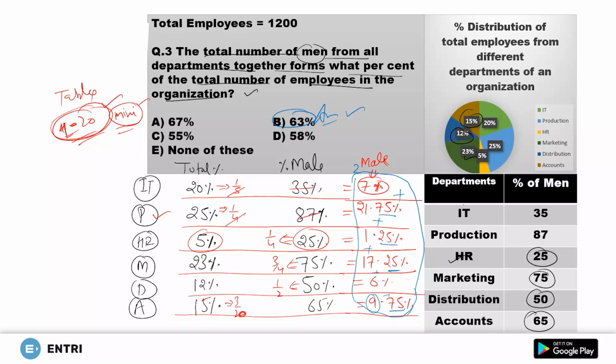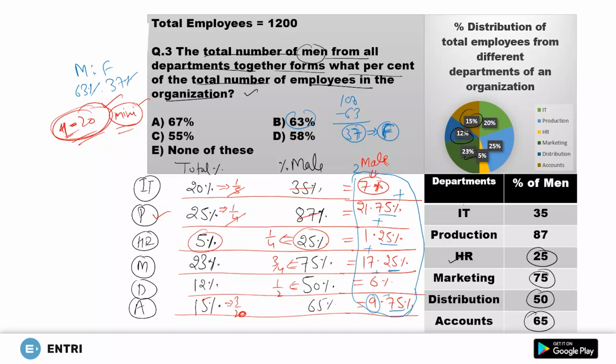If you need to find out number of females, just subtract this 63 from 100 and you will get 37. This is the total percentage of female employees in the organization. If I want to calculate male and female ratio, male are 63% and female are 37%. So you will get 63 ratio 37.